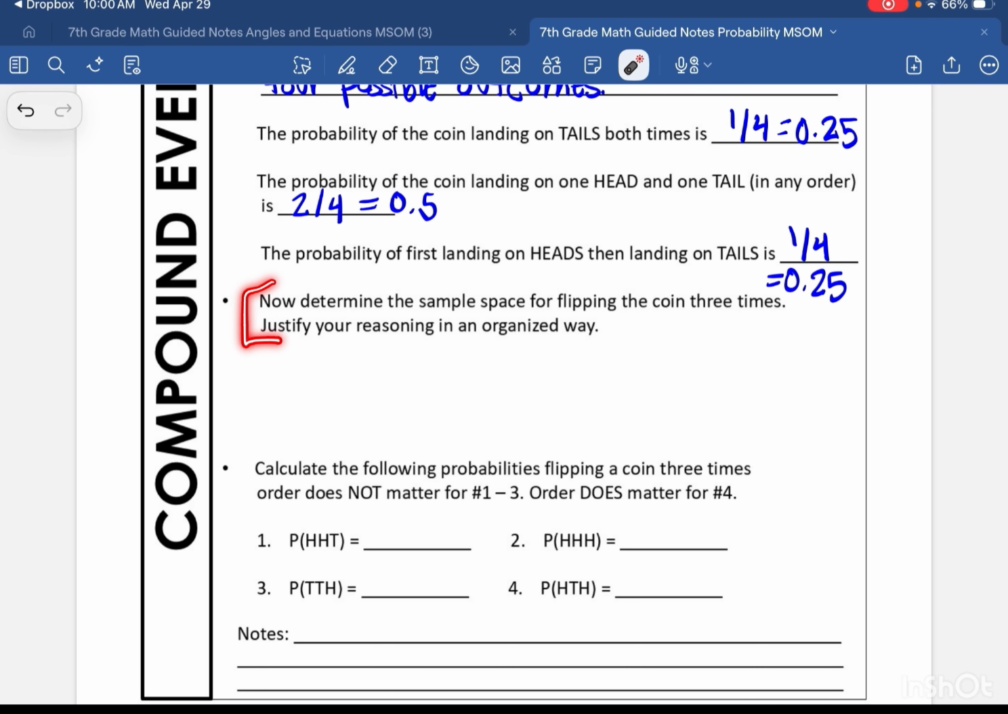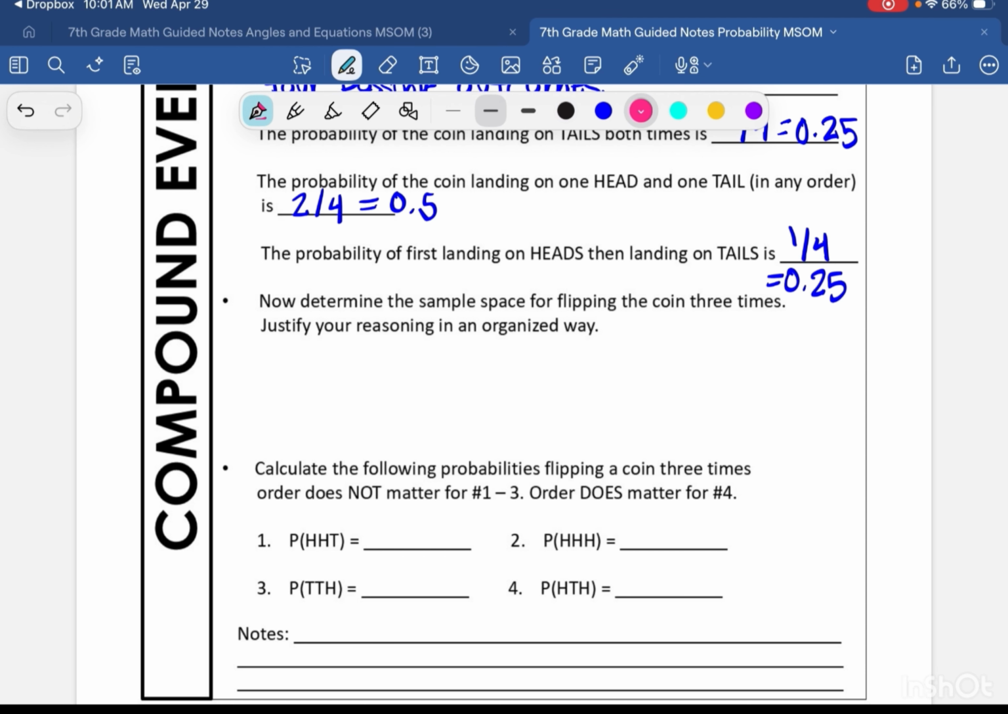Now determine the sample space for flipping the coin 3 times. Justify your reasoning in an organized way. We are going to do a tree diagram again. If I flip a coin 1 time, I can get a heads or I can get a tails. If I flip it a second time, on the heads, I can either get a heads or I can get a tails. Same thing down here. If I flip a tails first, on the second one, I can get a heads or I can get a tails.